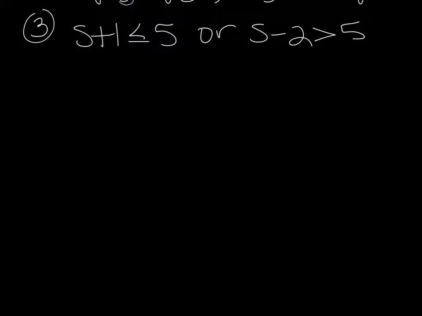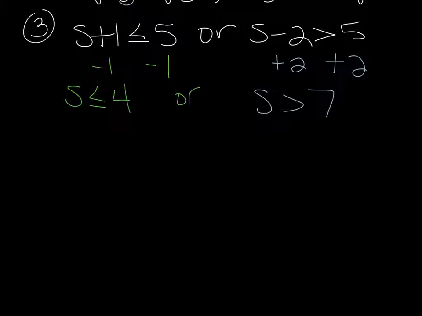So our goal here, I want to find all of the numbers that work for either the first one or the second one. Not necessarily both of them, one or the other. So I still have to solve both equations. For that first one, how would you solve for s? Subtract 1 from both sides. So I have s is less than or equal to 4. Or, for my second one, how would you solve for s? Add 2. S is greater than 7.